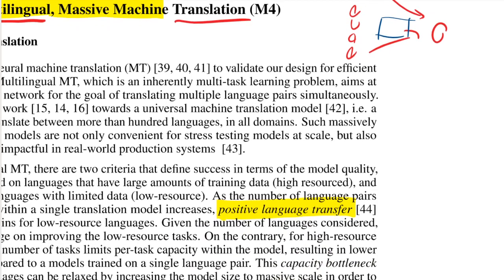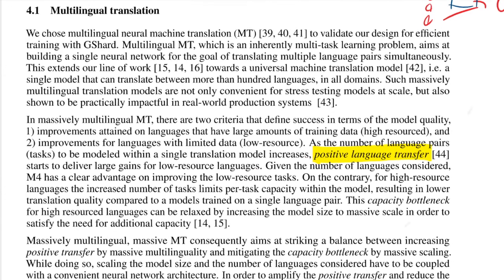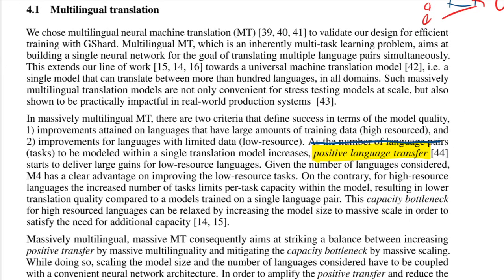So there is a benefit of having these many languages, especially for the low resource languages. As the number of language pairs to be modeled within a single translation model increases, positive language transfer starts to deliver large gains for low resource languages. Given the number of languages considered, which I believe is 100 here, M4 has a clear advantage on improving the low resource task. On the contrary, for high resource languages, the increased number of tasks limit per task capacity within the model, resulting in lower translation quality compared to a model trained on a single language pair.